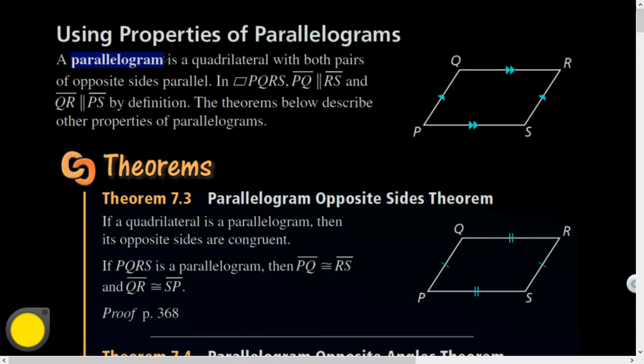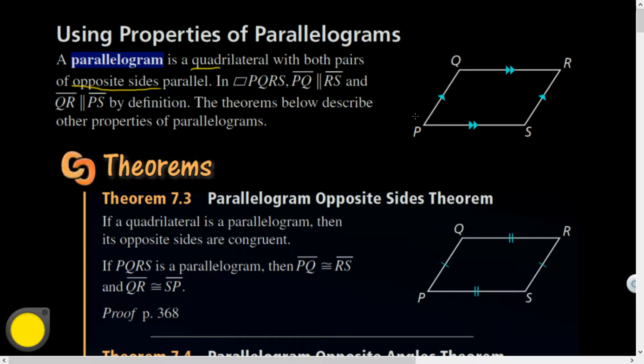A parallelogram, that would be a good thing to know, is a quadrilateral. What's a quadrilateral? Quad sounds like four. Yes, it's a four-sided polygon. A parallelogram is a quadrilateral with both pairs of opposite sides parallel. It would be pretty difficult for adjacent sides to be parallel. No, that just isn't going to happen. All right, so here's a parallelogram by definition.